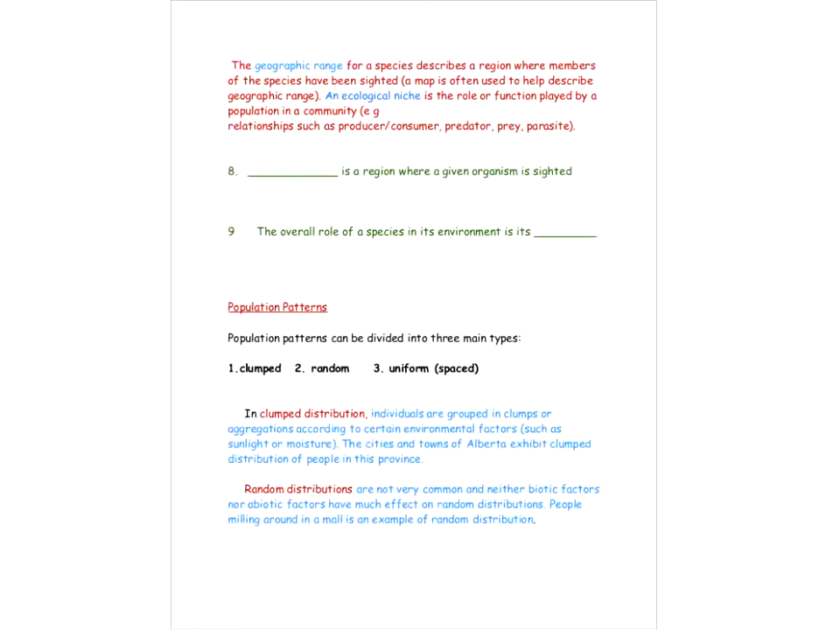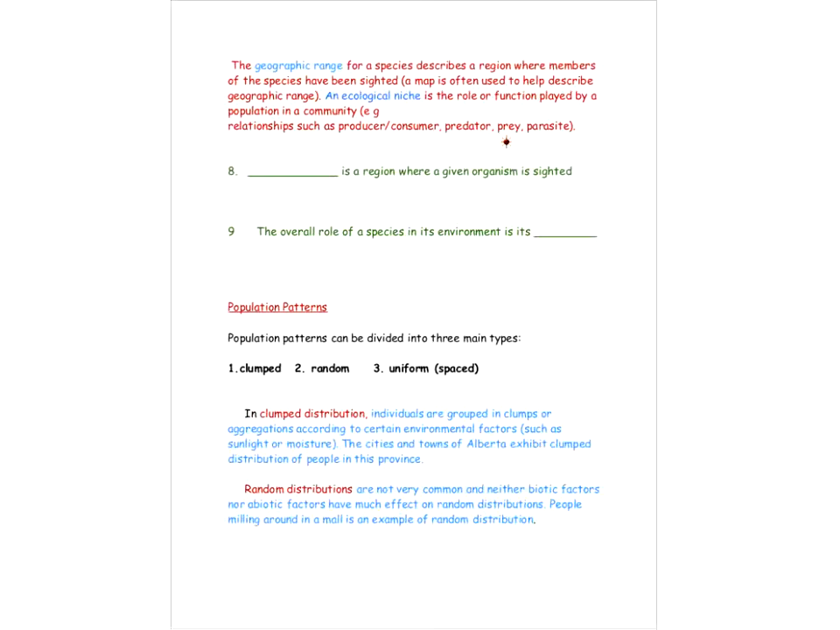So the geographic range is the region where members of the species have been sighted. Okay, so you're talking about the whole large area that this particular species has been sighted. That's the geographic range. And a niche is what we talk about. It's the role or function played by a population in a community. So, for instance, is this creature a producer? Is it a consumer? Is it a predator, prey?